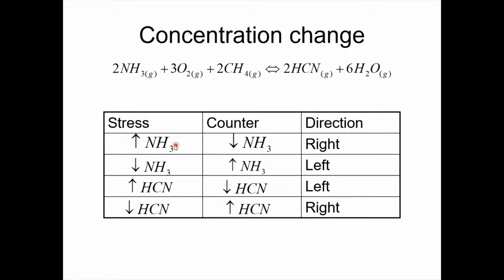We messed up. Here, as you can see, we increased ammonia, or we decreased it, or we increased HCN, or we decreased HCN. So those are the stresses. We just added more of one substance or took away more of a substance. So that's your stress column. The counter to that stress is just the opposite of the stress. The stress is what was done to the system. The counter is the opposite of the stress. This is what the system is doing to fix it.